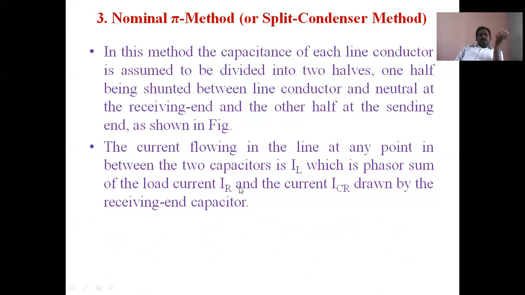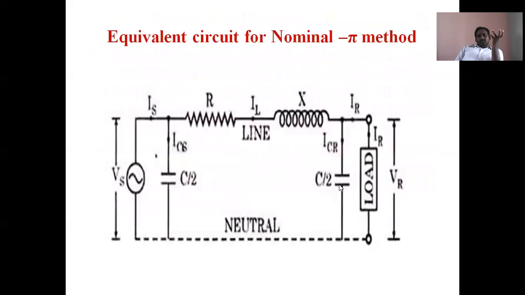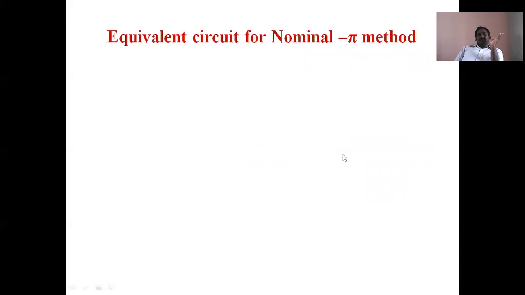Which is the phasor sum of what? IL comes from IS, then IS can be divided into the current through the first half of the capacitor and the current through the line. That is the phasor sum of the load current and ICR. See here, this is IL. IL can be divided as ICR plus IR. Otherwise, IS can be divided as ICS plus IR. Then IL is equal to IS minus ICS, or otherwise IL is equal to IR plus ICR. Whatever it may be, we can express it in these two ways.